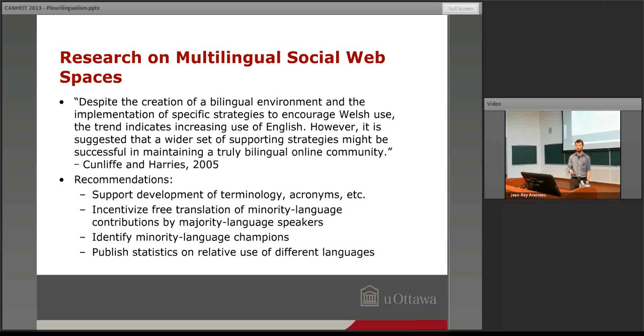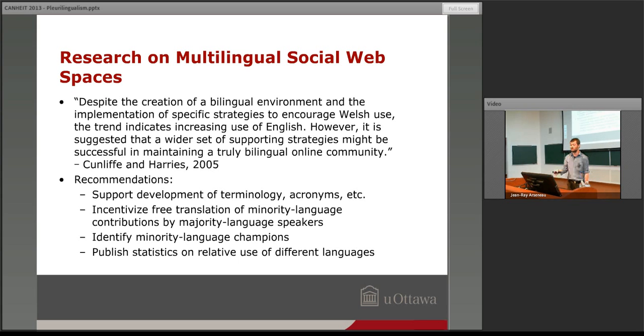So his recommendations were support the development of terminology and acronyms, which is often what becomes difficult. You'll see on Twitter people shorten language all the time when that's not available. Well, if for instance you're a Japanese speaker and you have many symbols to work with, it's much easier because you don't need to abbreviate things. But when you're talking about French, which is a less character efficient language than English, abbreviations become much more important.